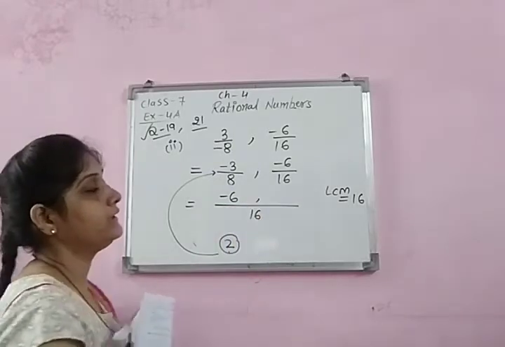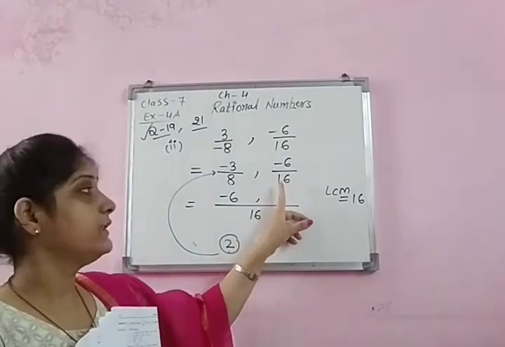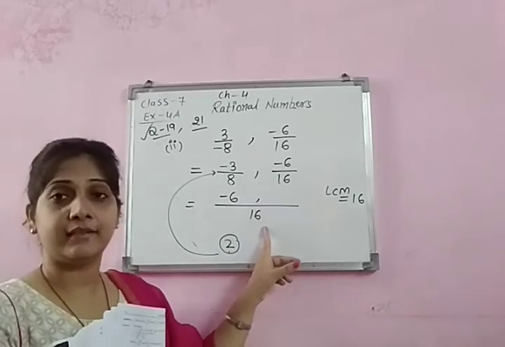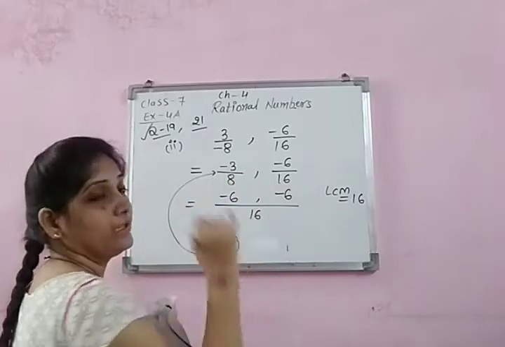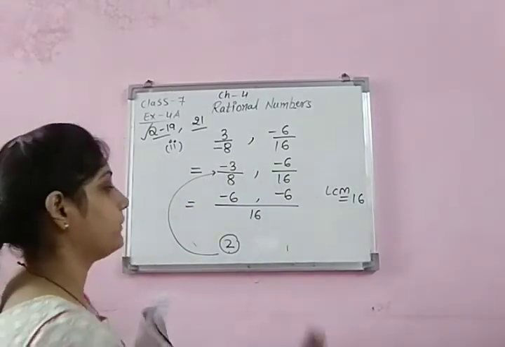I hope it's clear. Now the same thing here: 16 divided by 16 gives me 1, and 1 multiplied with minus 6 also gives minus 6. So what do you observe here?